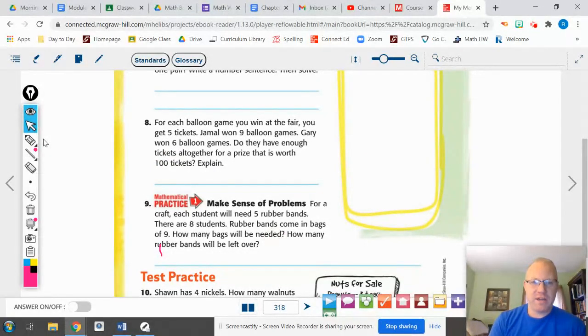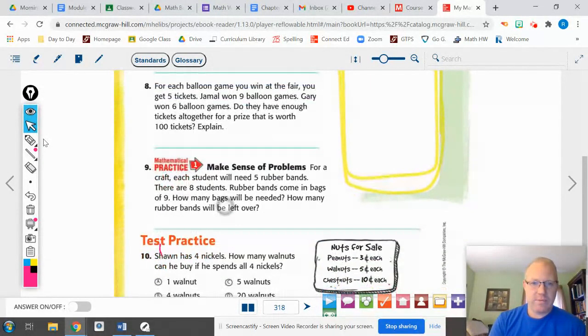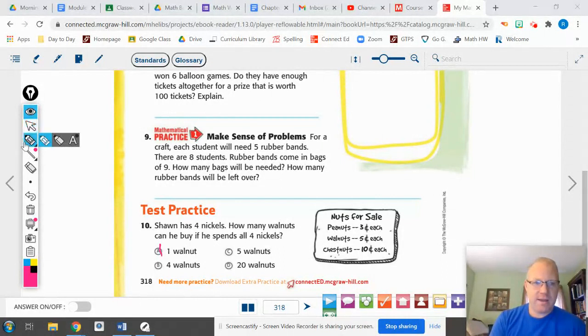I'm trying to pick which one I think would be best suited for us in this setting. Number 9 would be the best. Let's look at it. For a craft, each student will need 5 rubber bands. So they need 5 rubber bands for each student. There's 8 students. So 8 times 5 is how many they need. It says rubber bands come in bags of 9. How many bags will they need?